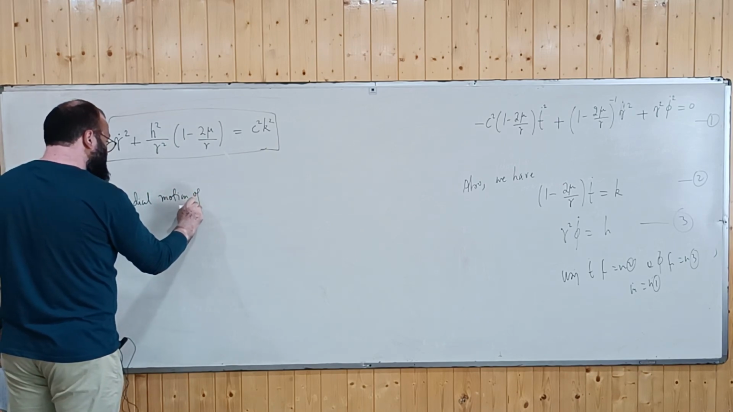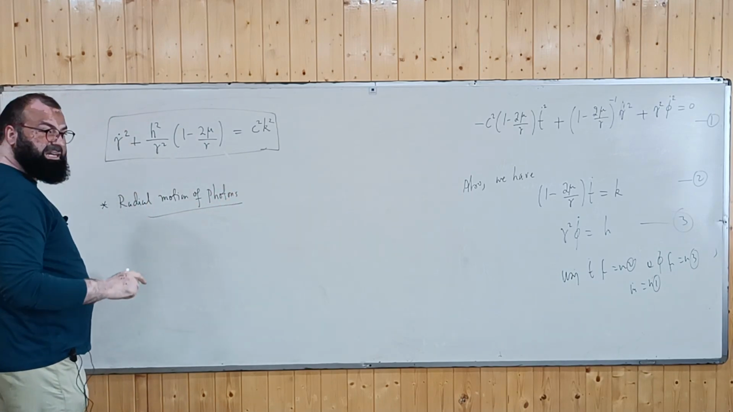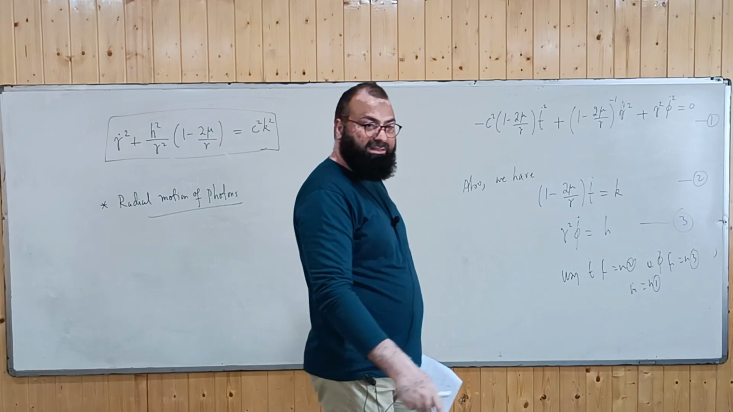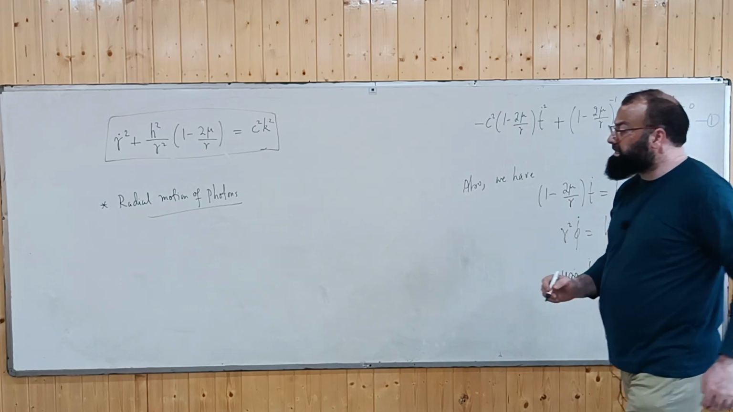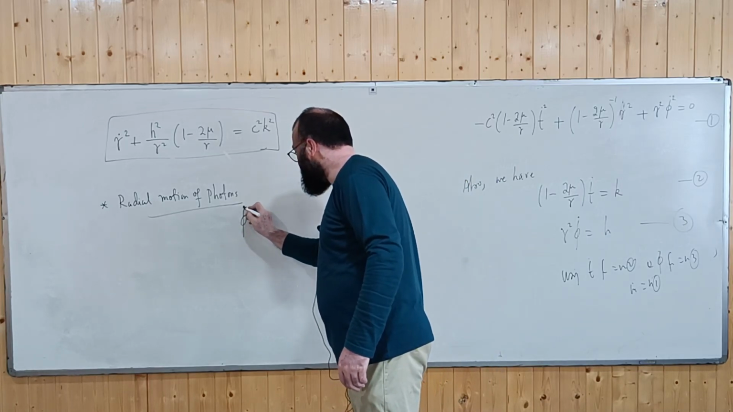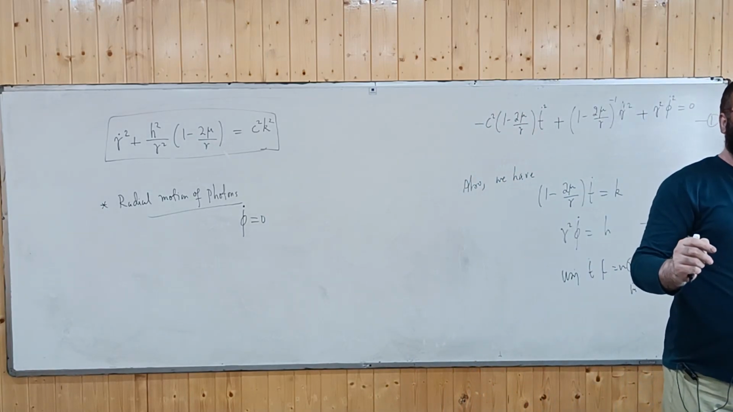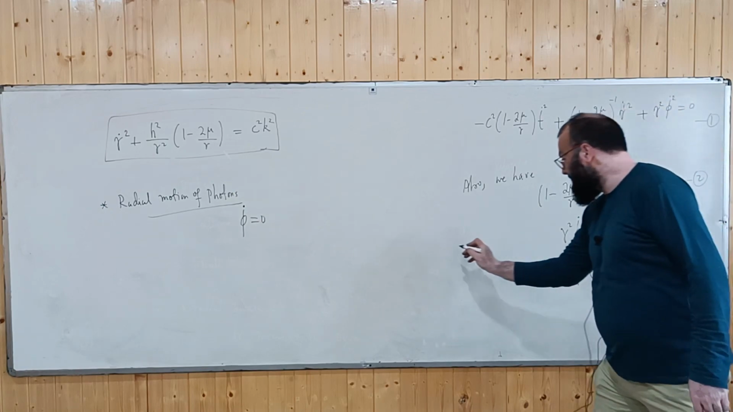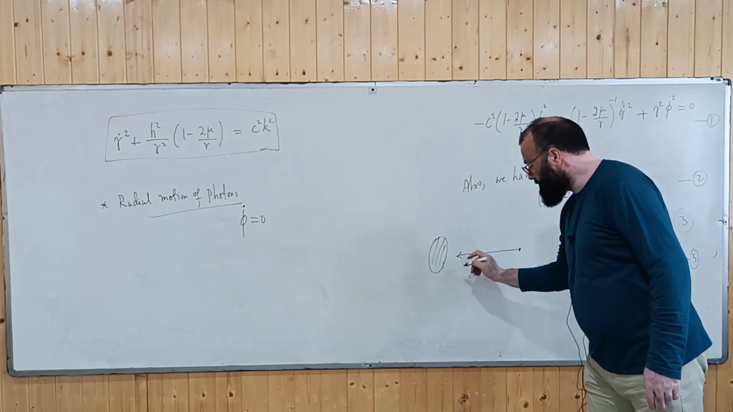Radial motion of photons. So this describes the radial trajectory, or in other words, it is the energy equation of the photon. Now when I take the radial motion, what happens to this thing? My phi dot is equal to 0, because we are now considering a fixed phi. So this is the radial motion.